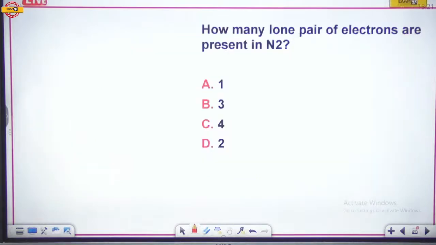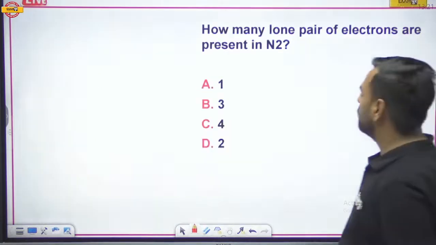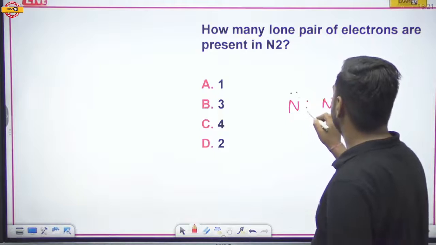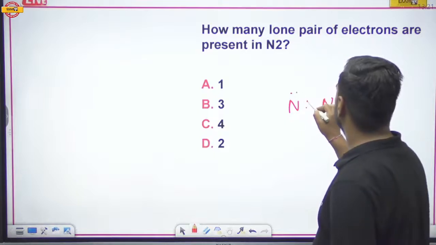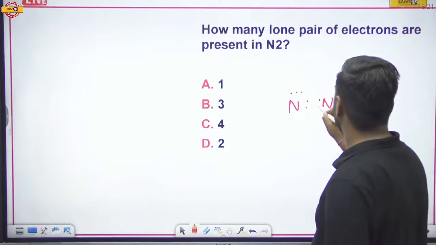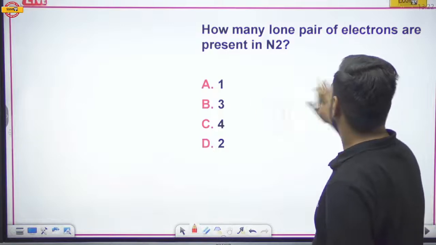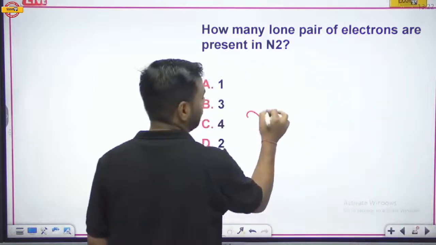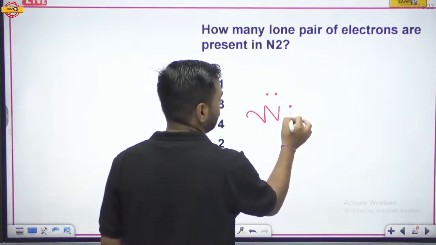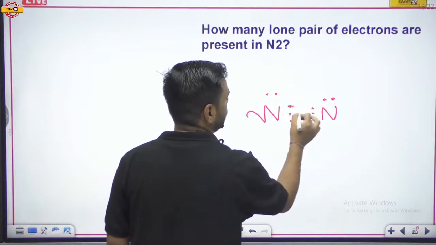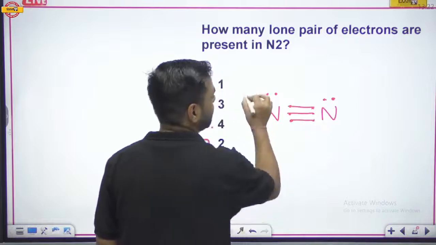Next, how many lone pairs of electrons are present in N2? If I talk about N2, see, 1, 2, 3, 4, 5, and 1, 2, 3, 4, 5. Now we'll share them. It is going to be 1, 2, 3, 4, 5, 6, 7. No. So we'll do one thing, we'll try to make it. It would be 1, 2, 3 here. So it is 1, 2, 3. Now let's try to count it.